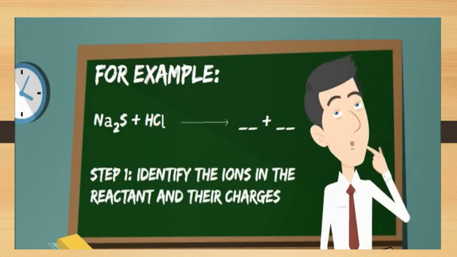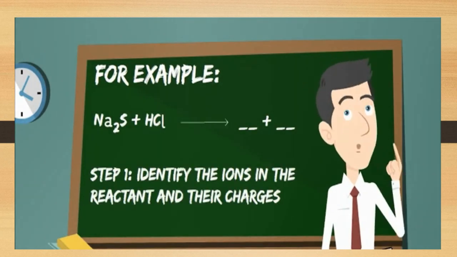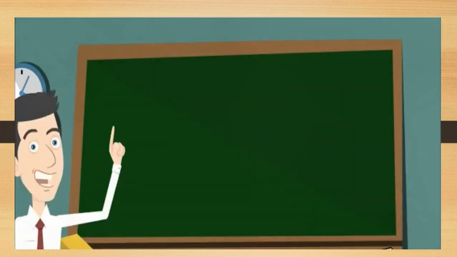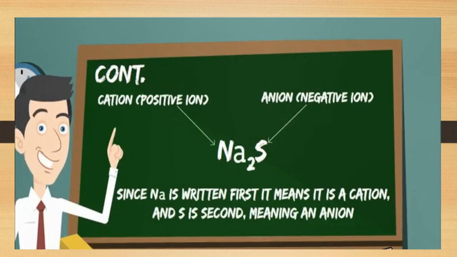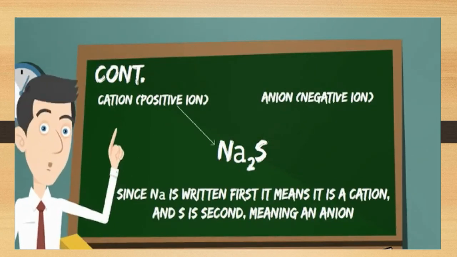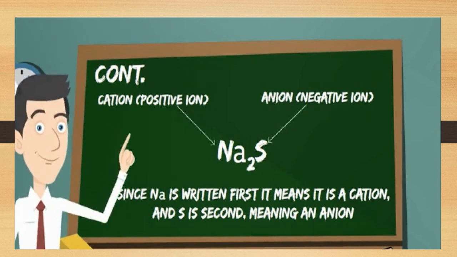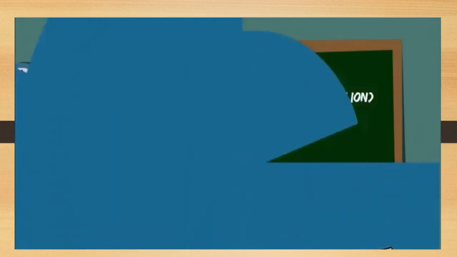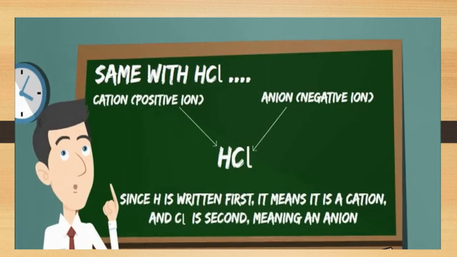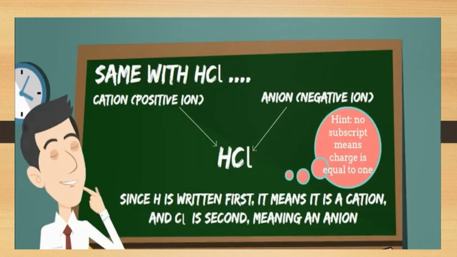For example, when sodium sulfide reacts with hydrochloric acid, what will be the products? To know the products, identify the ions present in the formula. See the formula Na2S. Na is written first, so it is a cation. Sulfur is written second, so it is an anion. Similarly, in HCl, H being first, it is a cation. Chlorine is second, so it is an anion.